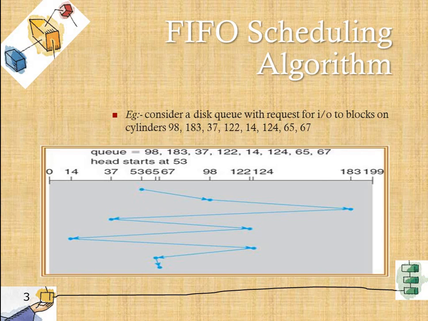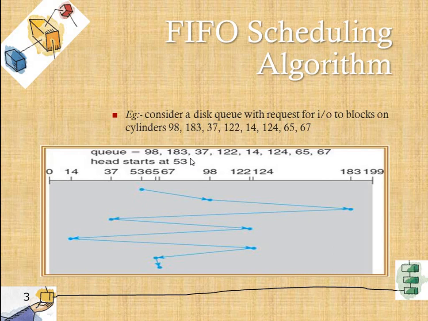So let us see an example for understanding it much better. In this example, consider a disk queue with requests for input output to blocks on cylinders 98, 183, 37, 122, 14, 124, 65 and 67. Now, it starts in the form of first in first out. Initially, you can see the head is at position 53.